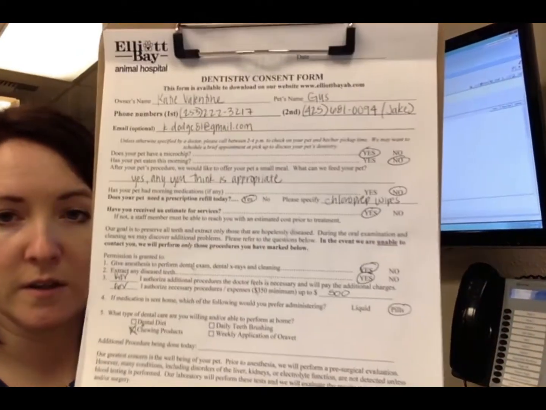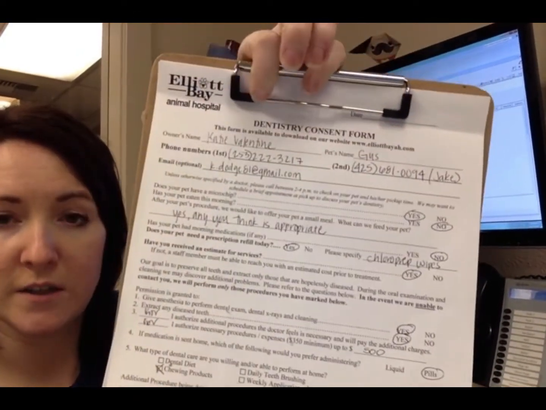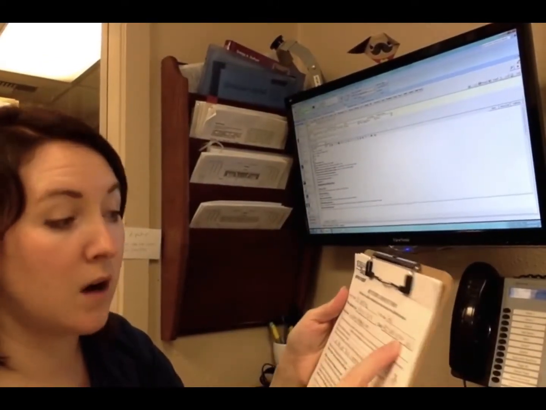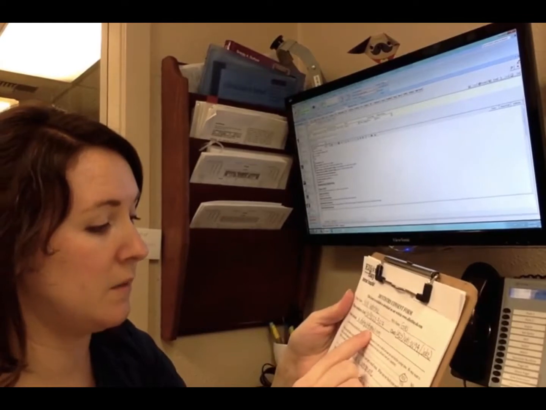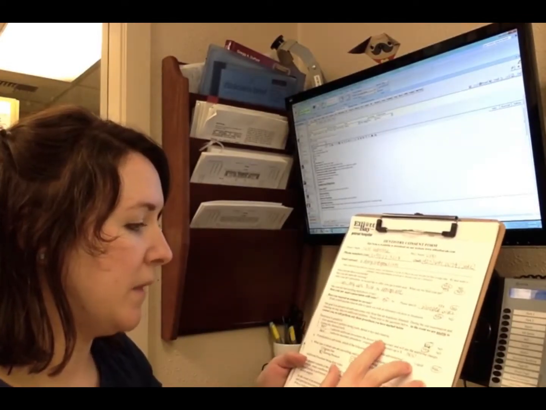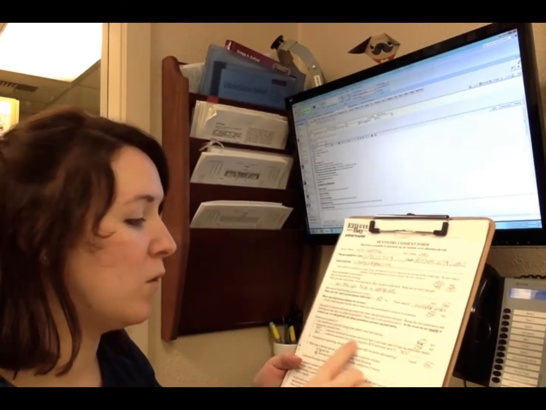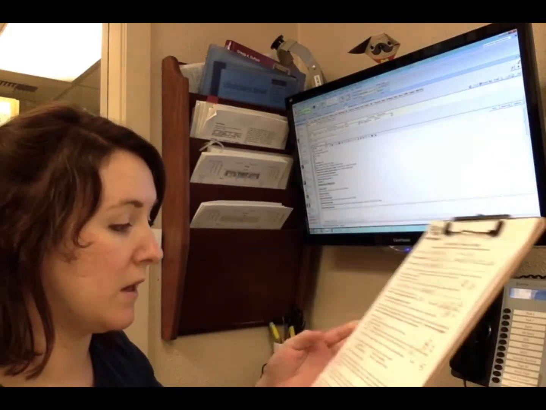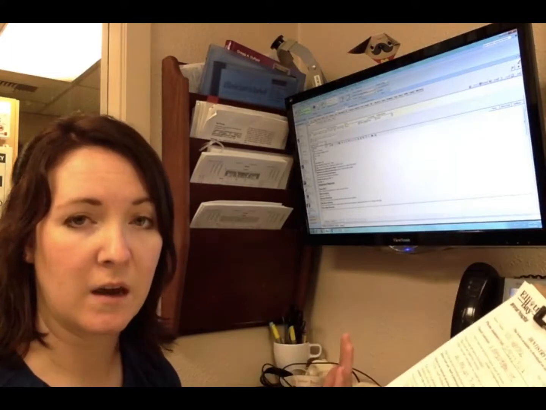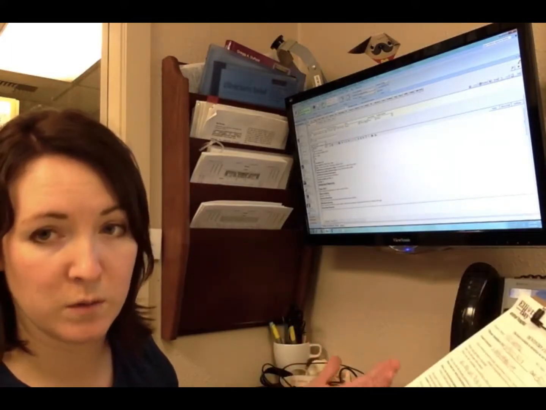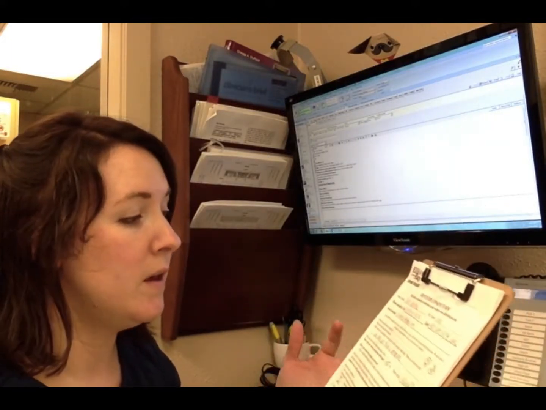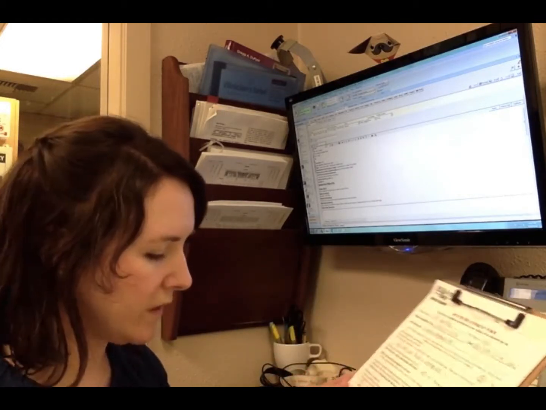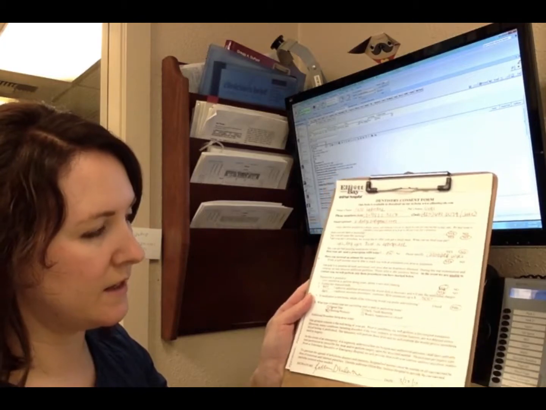When the owner first comes in to drop the patient off, we need to make sure they sign the proper consent form. So this is an example of our dentistry consent form. We have the owner's name, the patient's name, contact numbers, contact email. They can authorize any fees that they think are necessary, or they can authorize up to a set amount.